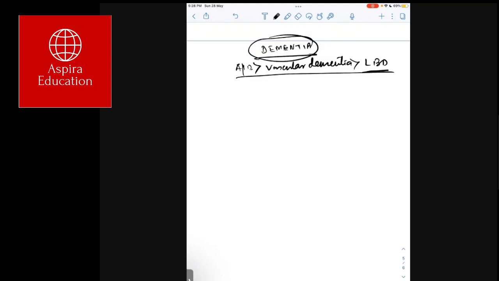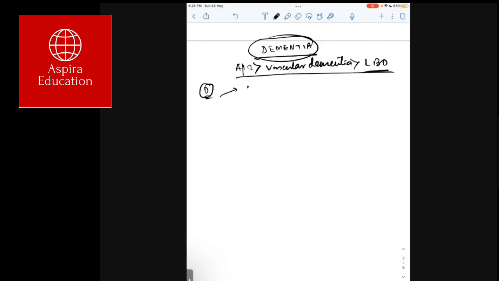Now, how to diagnose dementia? Again, you are not expected to diagnose dementia, but certain scales and certain values you need to memorize for your examination. So we are coming to that. Diagnosis of dementia. Remember, there are certain things.